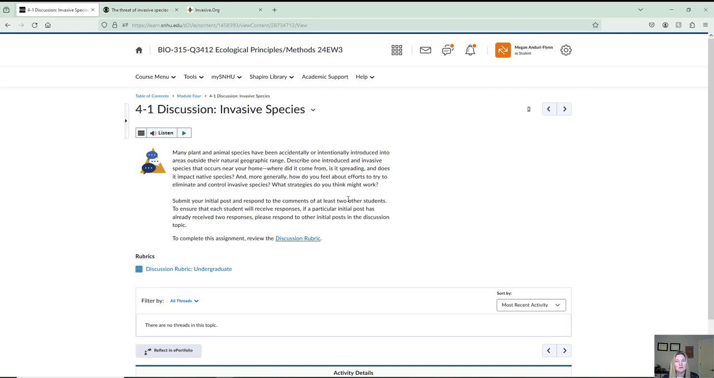And then the second part of your opinion involves what strategies you think might work. These could be different from the efforts that are currently in place. You might think of new strategies, or based on the efforts that you've researched, which ones do you think are going to work and which ones you don't think will work. Okay. So there's a lot of research in this initial post, plus incorporating your own opinion.